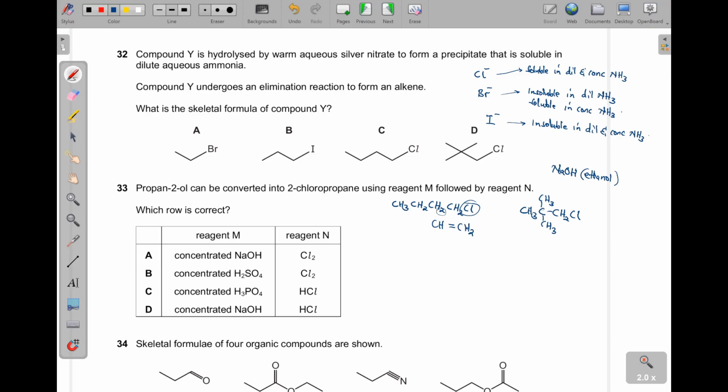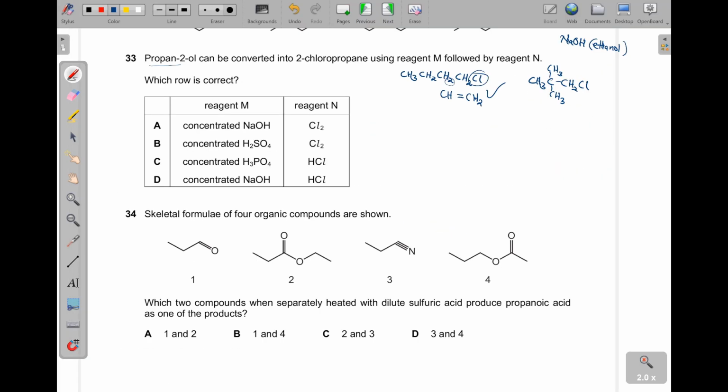But then for this one here, you can see that there is no hydrogen on this carbon which is adjacent to this one, which is directly connected to this one holding the chlorine. So there is not going to be any elimination here. Okay, so the elimination is going to take place with this one here. So that means our answer is going to be a C.